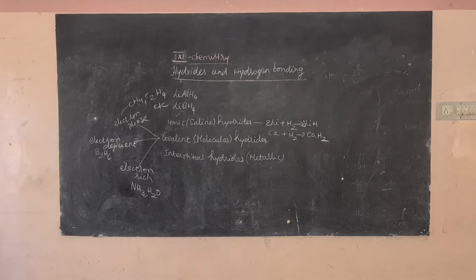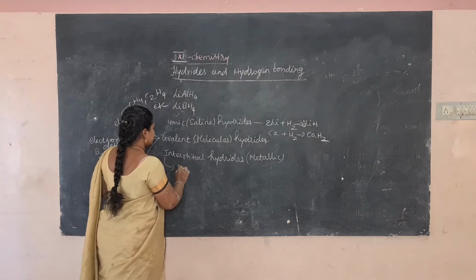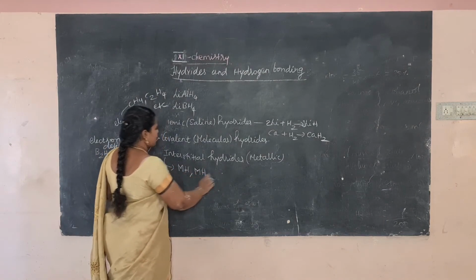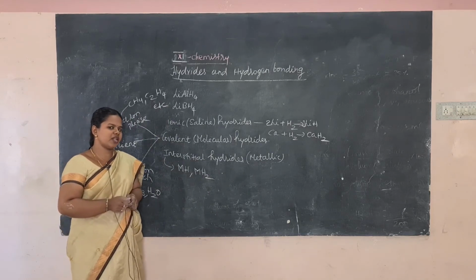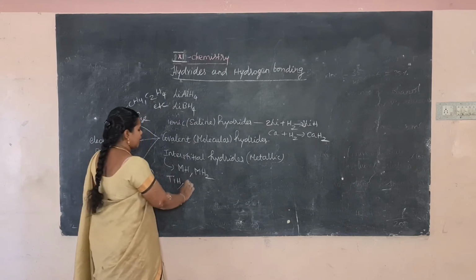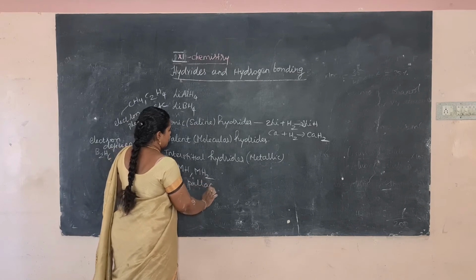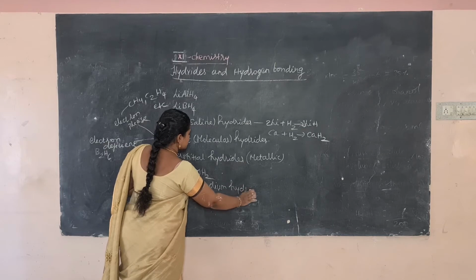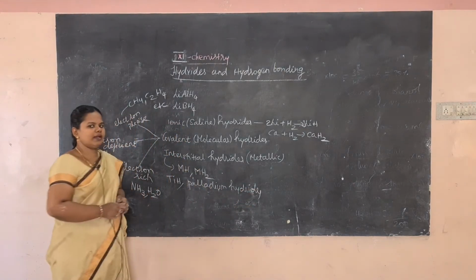These interstitial hydrides you can write as MH or MH2, so the general formula can be MH2, and they will have variable composition. For example, titanium hydride, palladium hydride. They all have variable composition. So these interstitial hydrides are different from ionic and covalent hydrides.